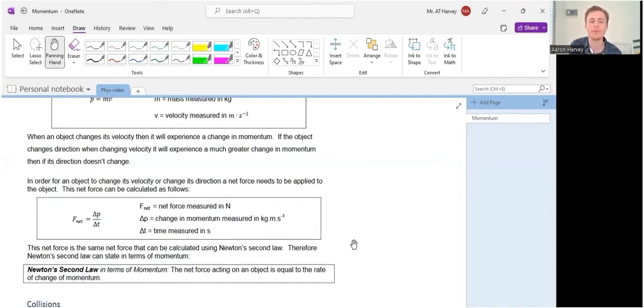And the net force can thus be calculated as the change in momentum, delta P, over our change in time, delta T. So what this is saying is that the force acted upon this object is equal to the change in momentum of the object over the time that this force is happening.